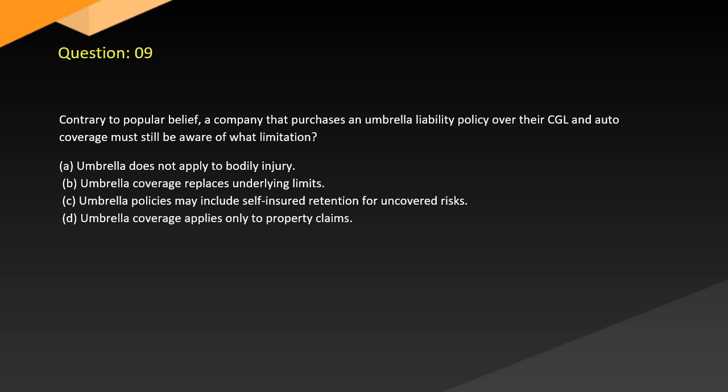Question 9. Contrary to popular belief, a company that purchases an umbrella liability policy over their CGL and auto coverage must still be aware of what limitation? A. Umbrella does not apply to bodily injury. B. Umbrella coverage replaces underlying limits. C. Umbrella policies may include self-insured retention for uncovered risks. D. Umbrella coverage applies only to property claims.